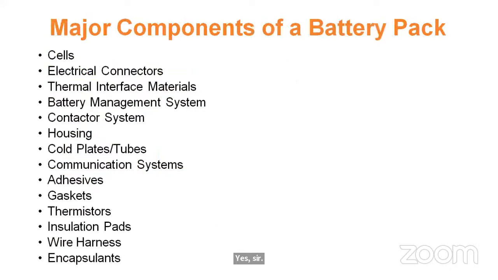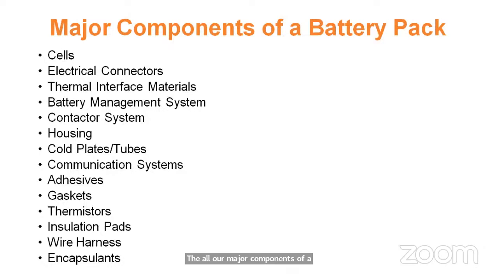So, major components of a battery pack. Although we know about the major components of the battery pack, in this part I will tell you the functionalities, what these components do. We have cells, electrical connectors, thermal interface material, battery management system, contactor, housing, cold plates or tubes, communication systems, adhesives, gaskets, thermistors, insulation pads, wire harness, and encapsulant. These are all major components of a battery pack.